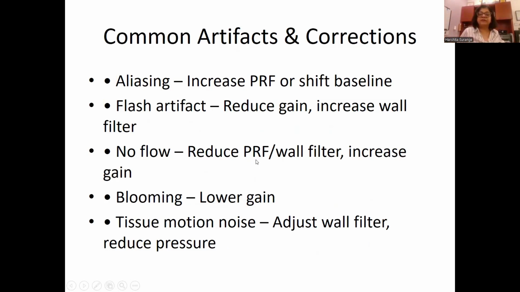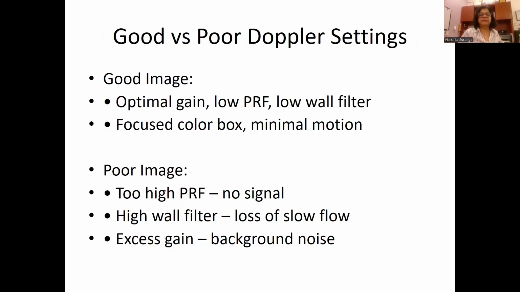So common artifacts and corrections of color Doppler: there could be aliasing, there could be flash artifact, there could be no flow. If there's no flow, reduce the pressure over the vessel, reduce the pressure over the scanning area, make the scanned area relaxed, and reduce the PRF, reduce the wall filter, and increase the gain. If there's a lot of blooming, lower the gain. If there's a lot of tissue motion artifact, adjust the wall filter and reduce the pressure.